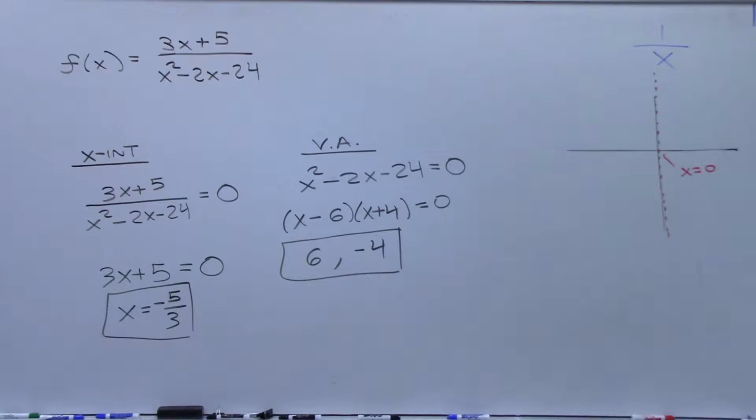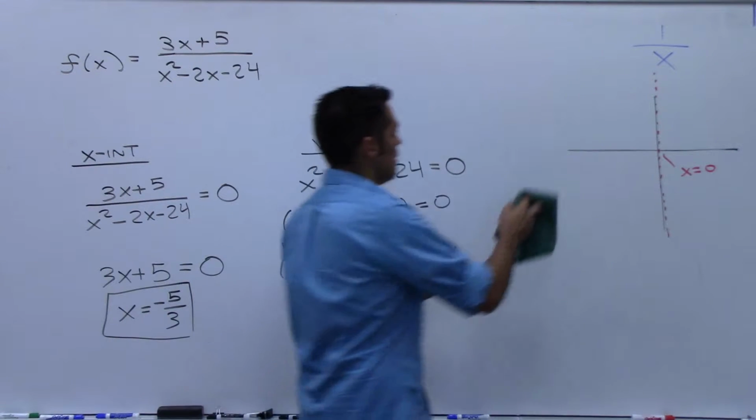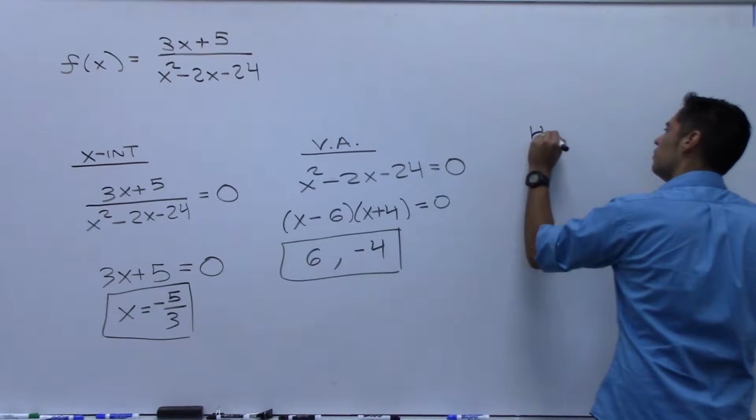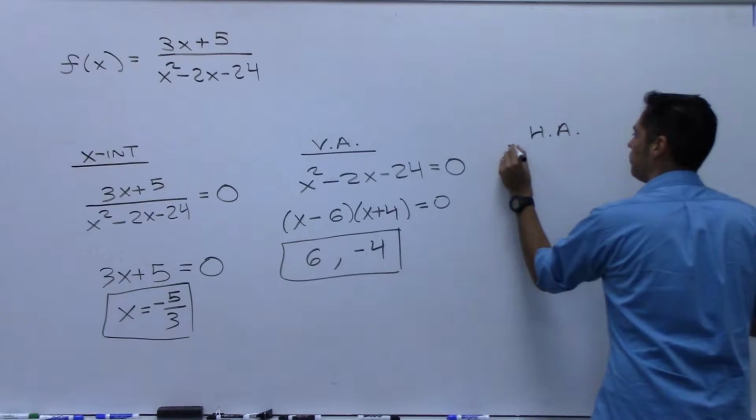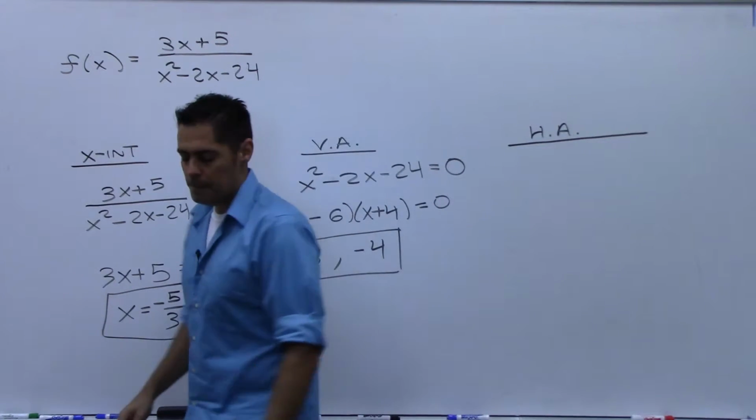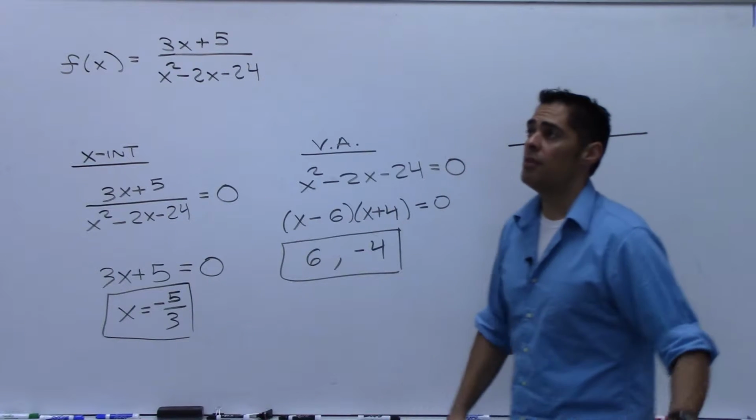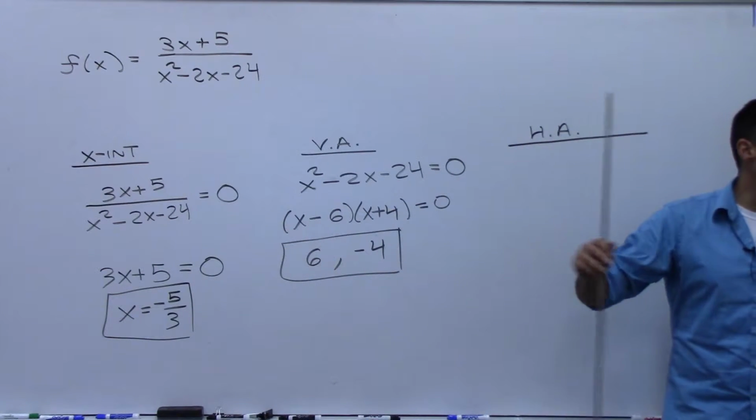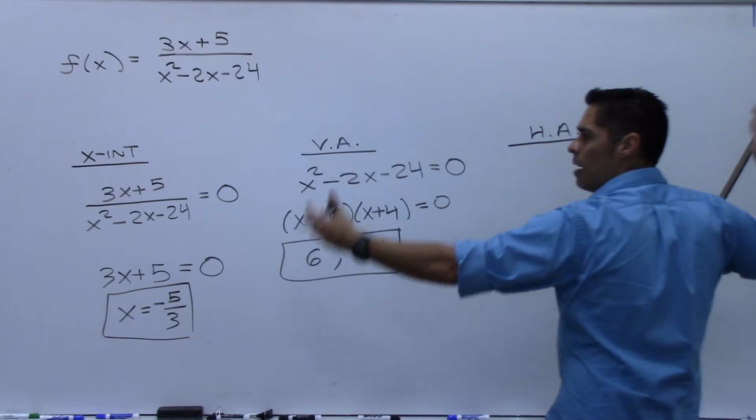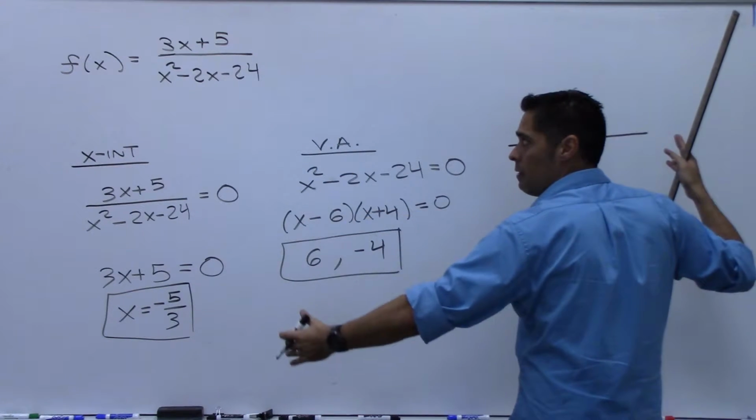All right, so what else? Horizontals. Now, these are more difficult to explain where they come from, but I'm going to do my best. You ready? Horizontals. Didn't we say that the horizontal asymptote told us about the end behavior? What was happening at the ends? Kind of like our left and right behavior for the polynomials.